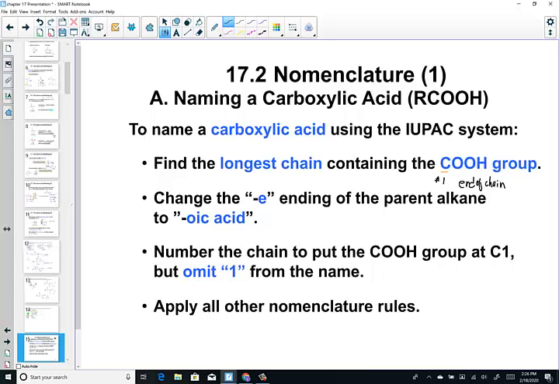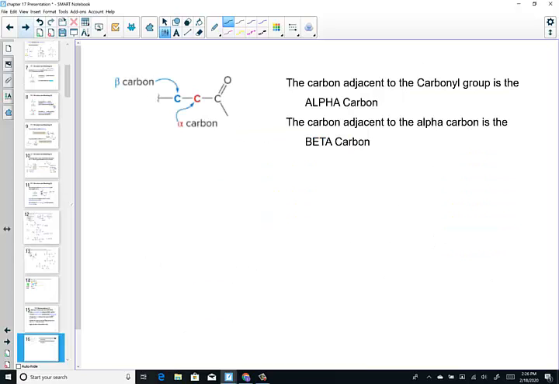And I don't have to tell you it's number 1 because carbon COOH is always carbon number 1 in the chain. And then we just apply all other nomenclature rules. Shall we try one? Let's look at this guy.